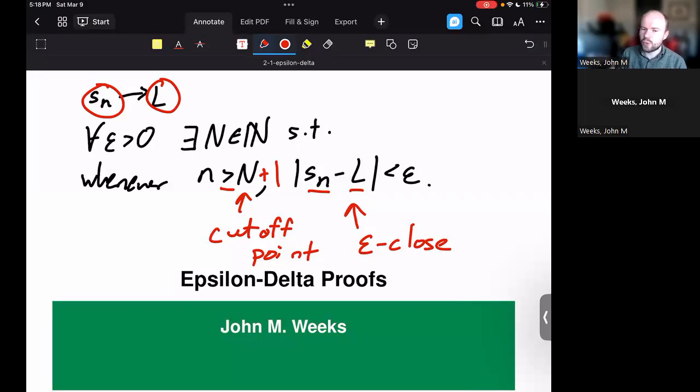We will say n is greater than or equal to a value of a cutoff point n, so that the absolute value of S sub n minus L is less than epsilon. We will use this definition and just be consistent with it, because that's what I believe that our textbook uses.